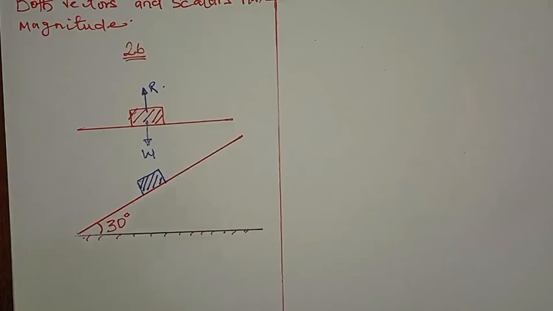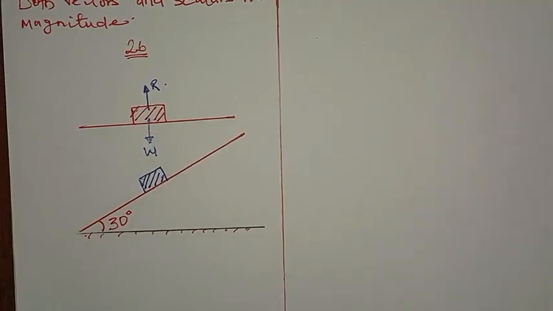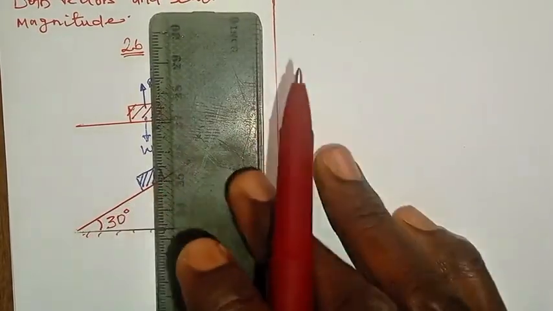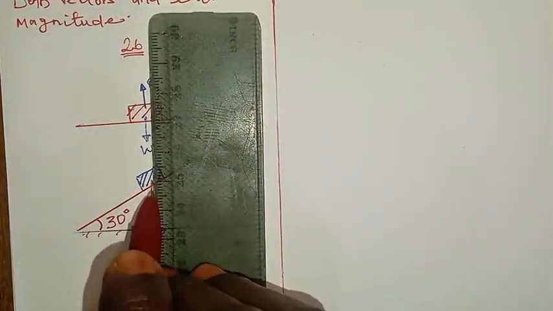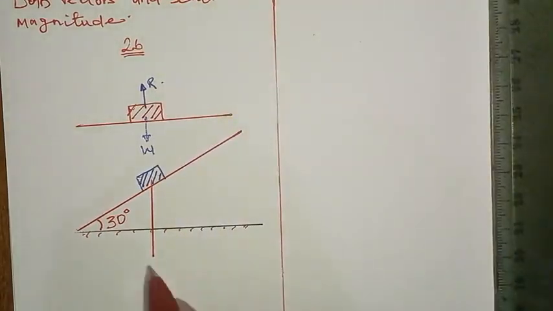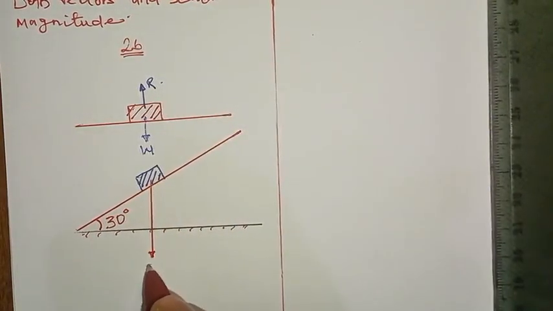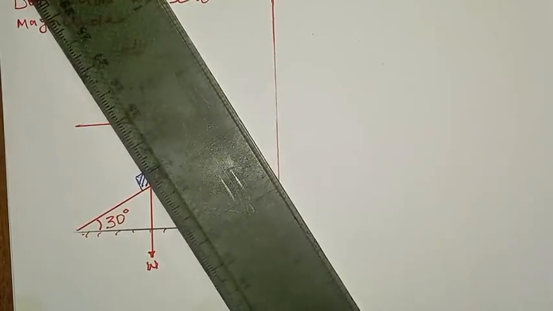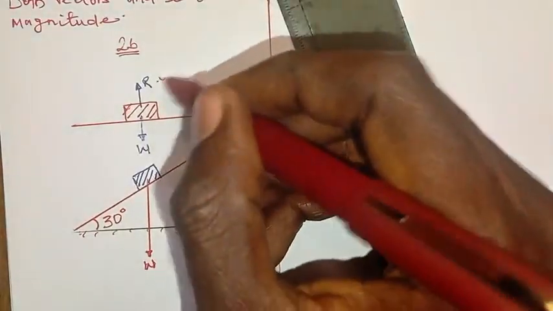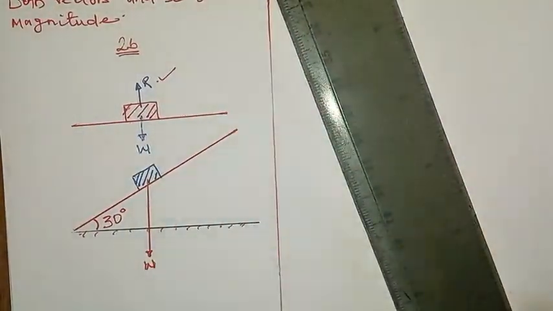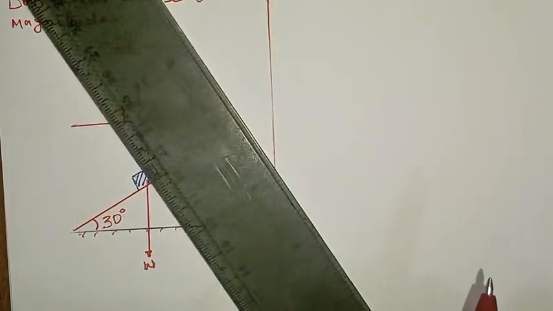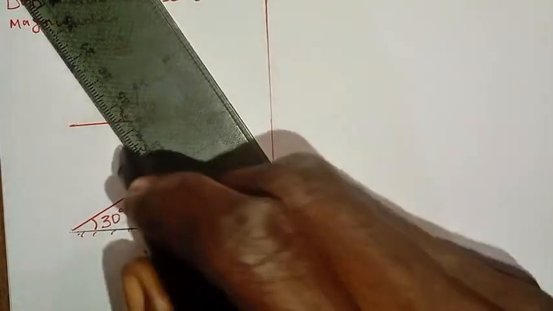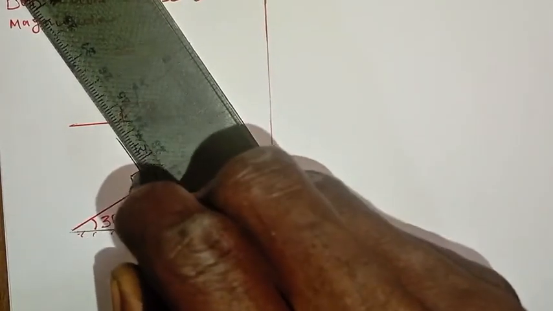When it is like this, the weight of this object will be acting downward, which is this. So here is the weight of the object, W. And the normal reaction is always perpendicular to the plane, just the way this normal reaction here is perpendicular to the surface. So here is the normal reaction, which is always perpendicular to the plane. So here is our normal reaction.